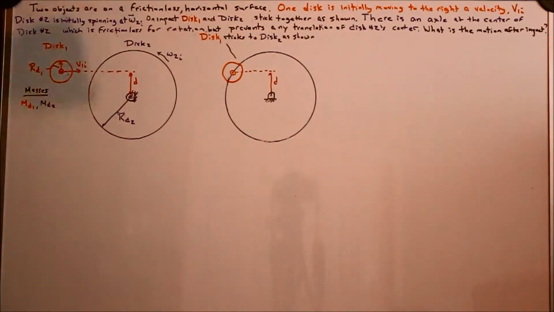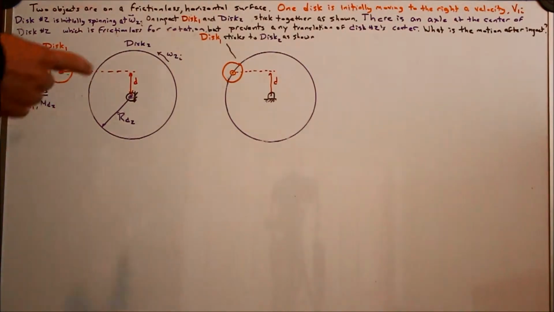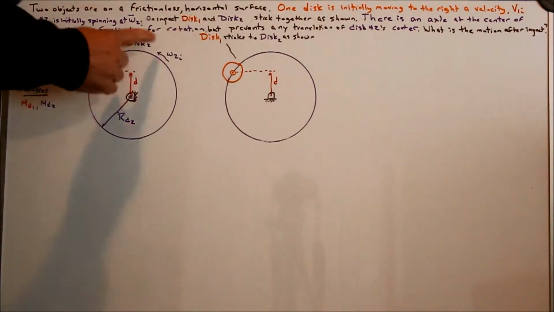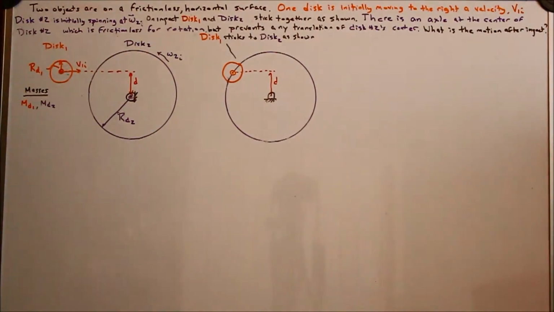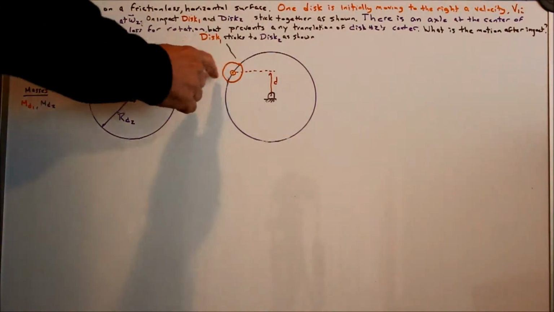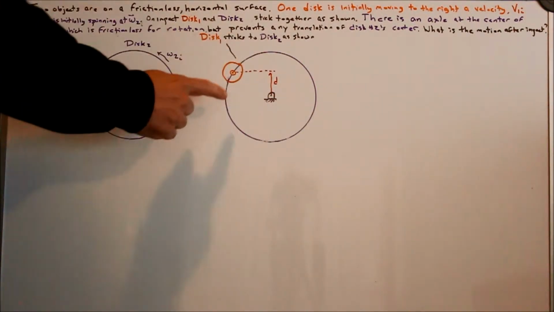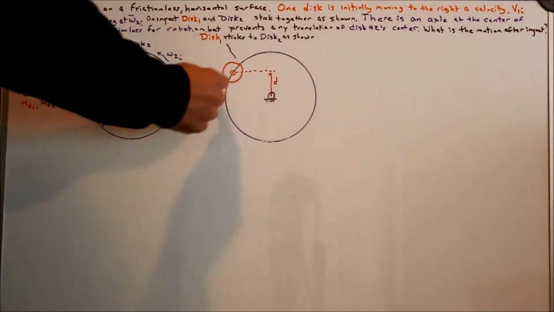Two objects are on a frictionless horizontal surface. One disk is initially moving to the right at a velocity v1 sub i, and disk 2 is spinning around its own center of mass at an angular frequency ω2 sub i. Upon impact, they stick together as shown, so the center of mass of disk 1 is on the outer radius of disk 2.